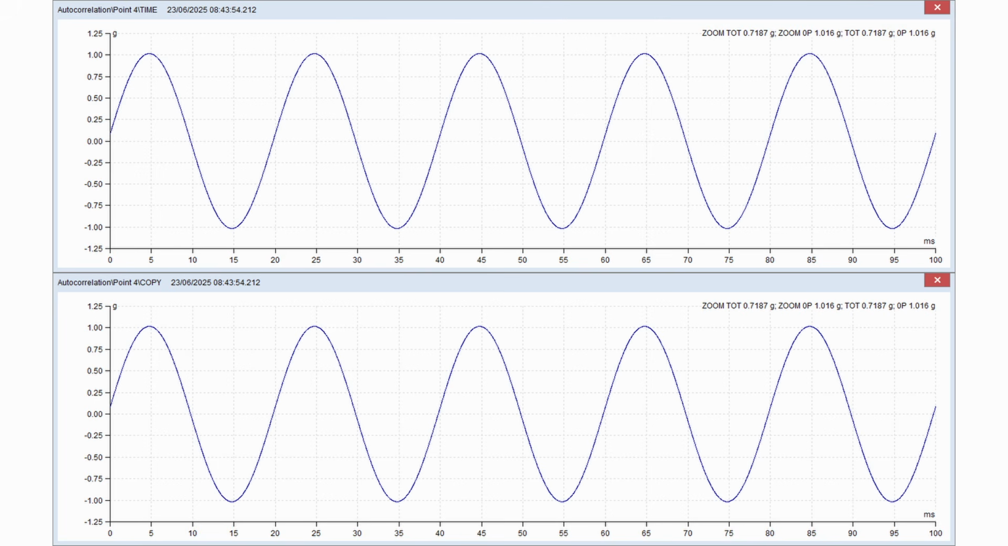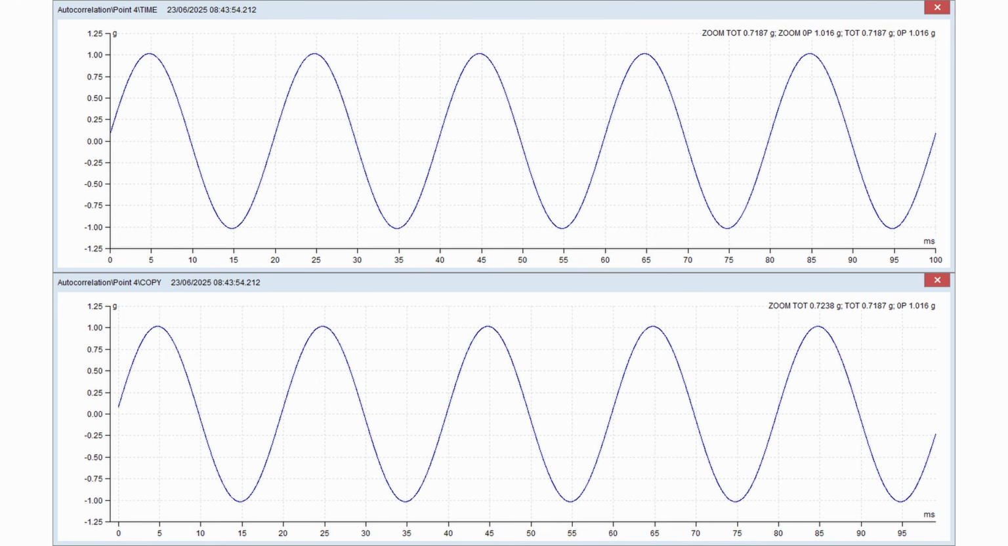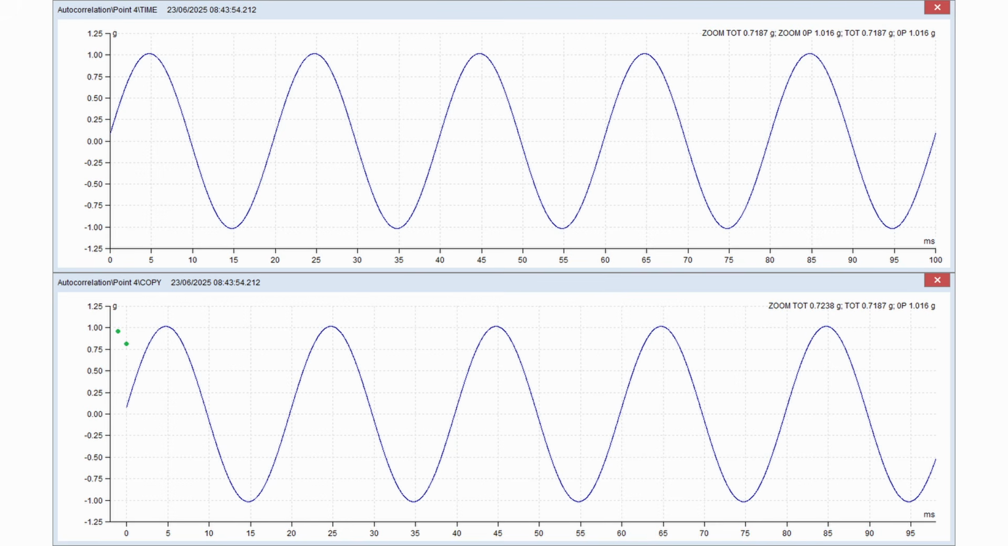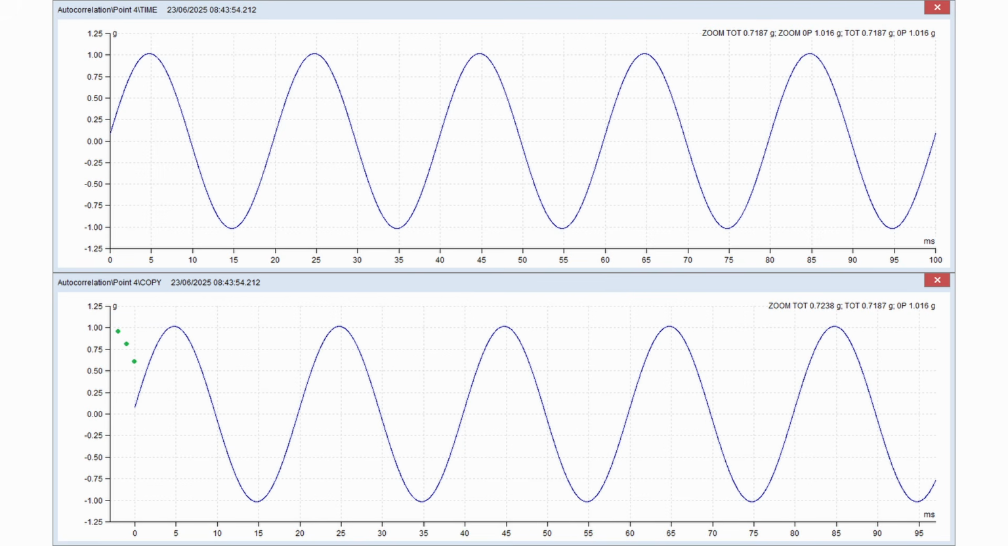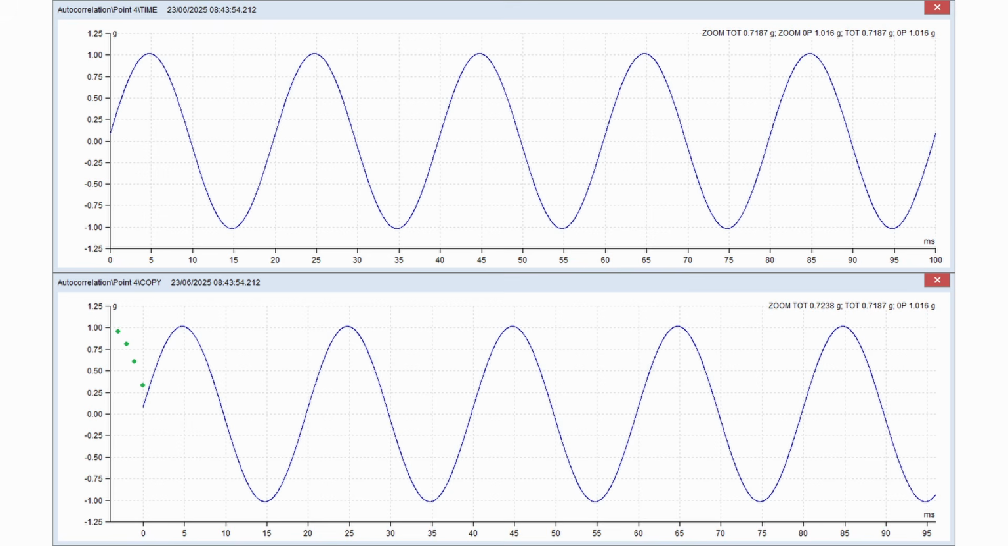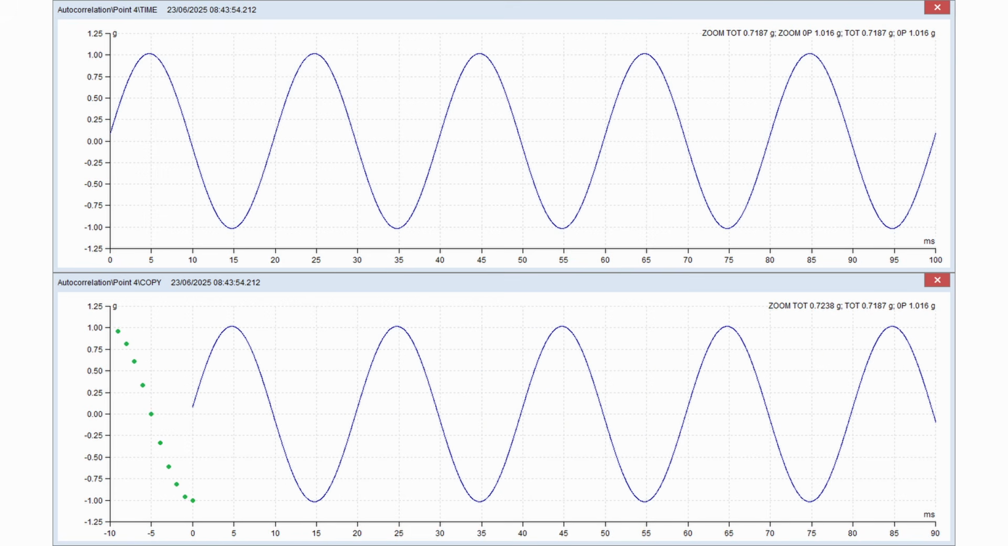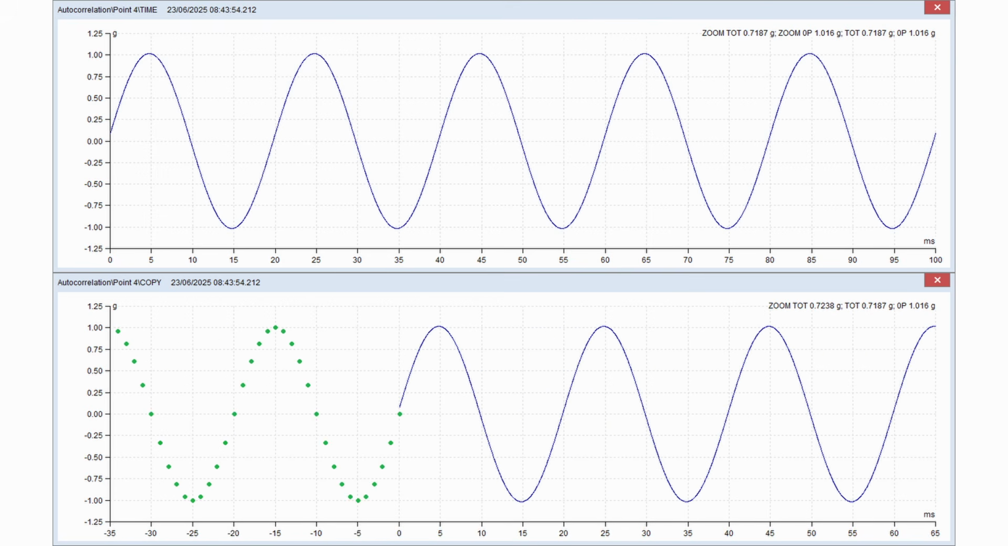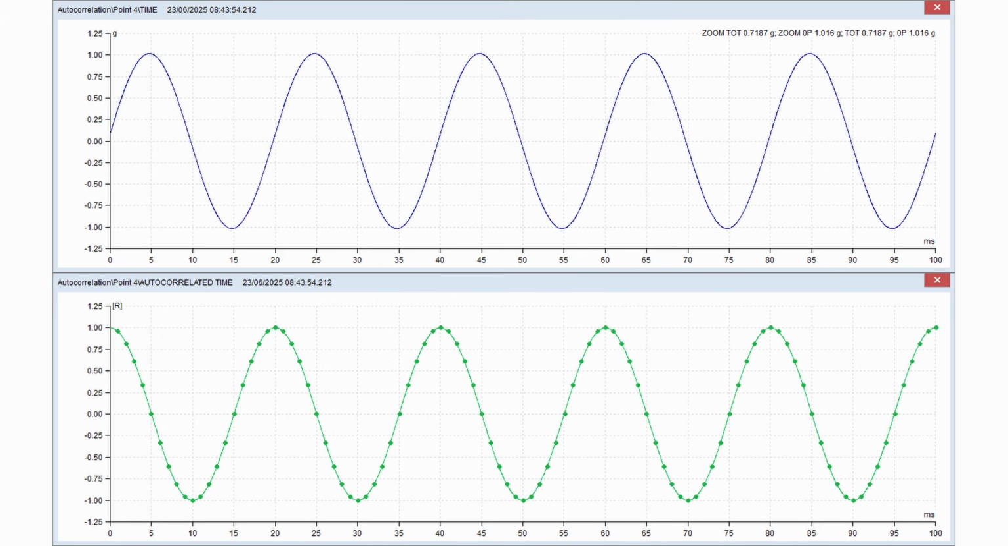We get it by shifting the copy of our signal by one sample and plotting the resulting correlation coefficient against time shift. We then repeat this for a time shift of 2 samples, 3 samples, and so on. The number of times this procedure is done is equal to the number of samples of the original signal. In the end, we get the graph of autocorrelation.